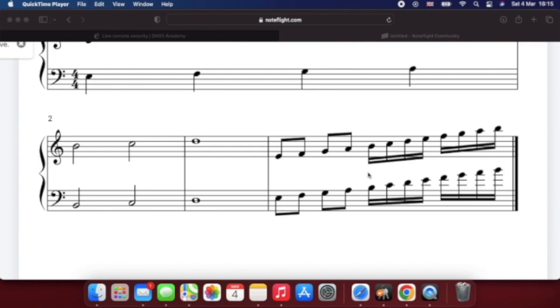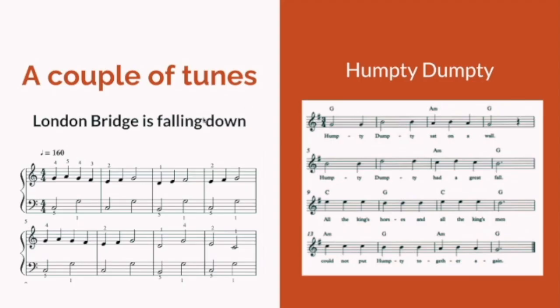For 16th notes, you need 4 syllables for every beat. So typically, you might hear people say 1 e and a, 2 e and a, okay? And if you were playing this whole bar, you might go 1 and 2 and 3 e and a, 4 e and a. Okay, so let's go back to our tunes and let's have a look at this first tune, okay?